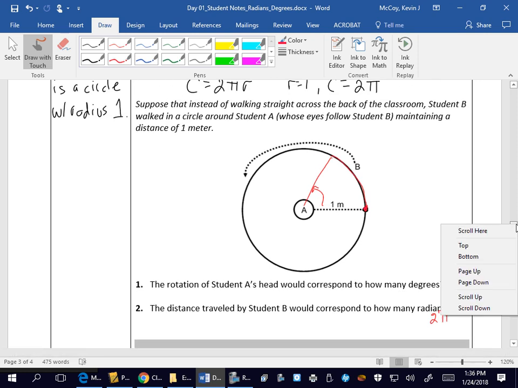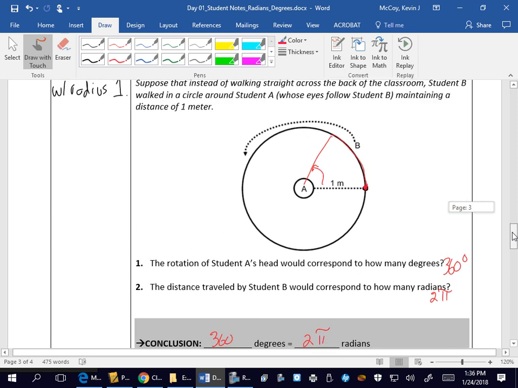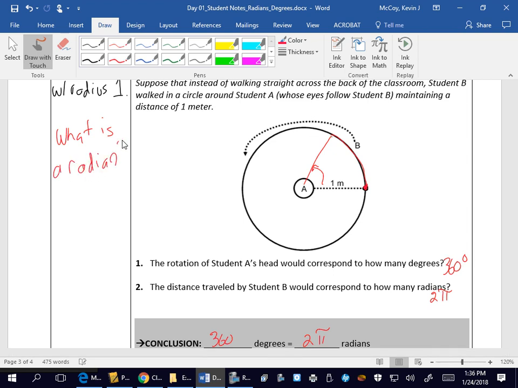All right, but here's a really good question. So I've told you that a radian is some kind of a measurement, and how it relates to a full circle is that 360 degrees equals 2 pi. But what the heck is a radian? I mean, what really is it? What is a radian? Well, here's the simplest idea for what a radian is.